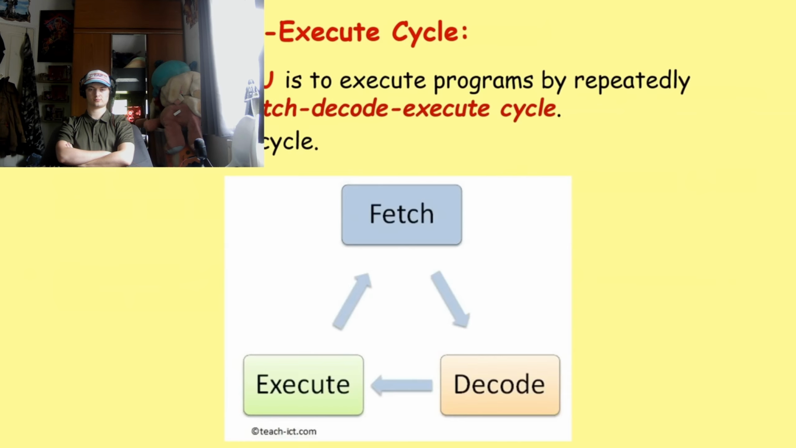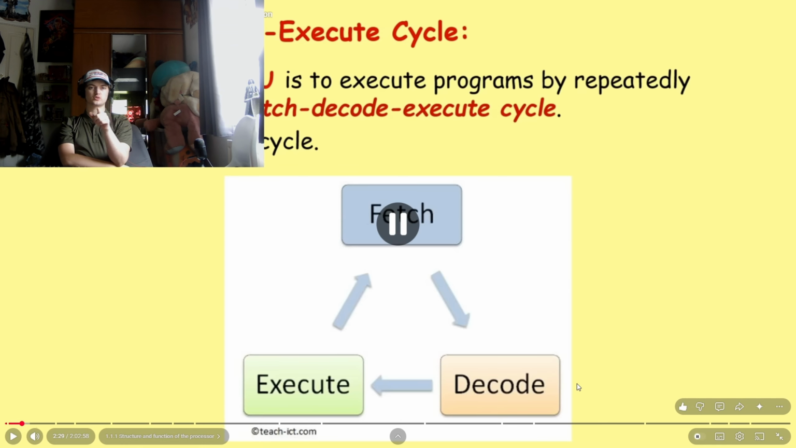Moving on to the fetch, decode, execute cycle. The task or the job of the CPU is to execute programs by repeatedly carrying out the fetch, decode, execute cycle. Sometimes shortened to fetch, execute cycle, FDE cycle, or even... Which ones do you guys call it? I always call it the FE.